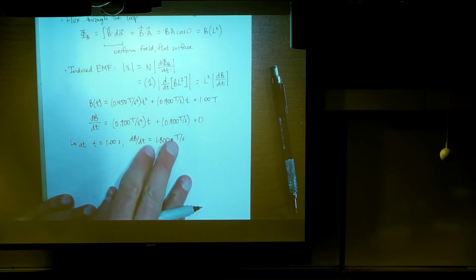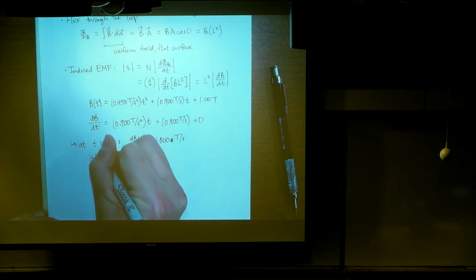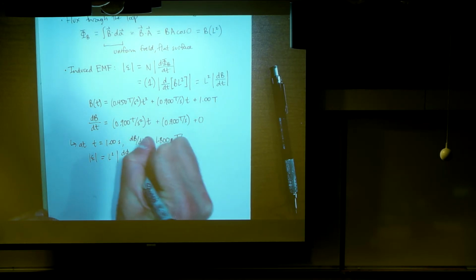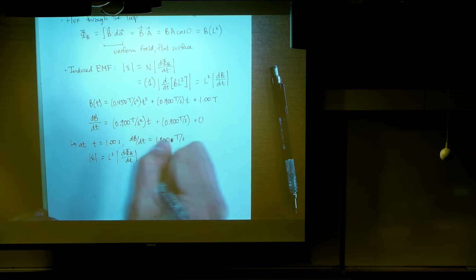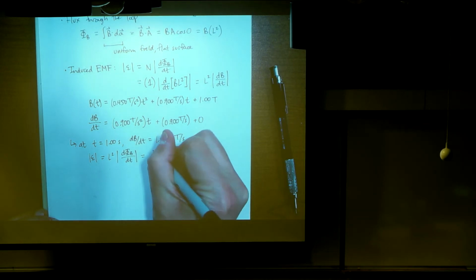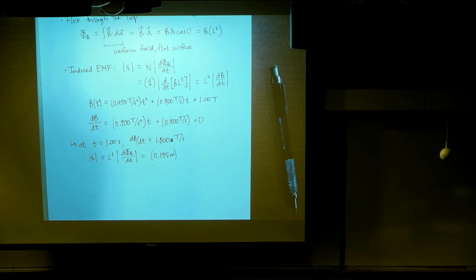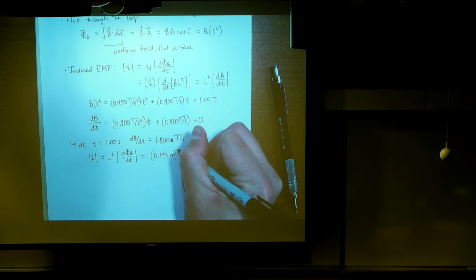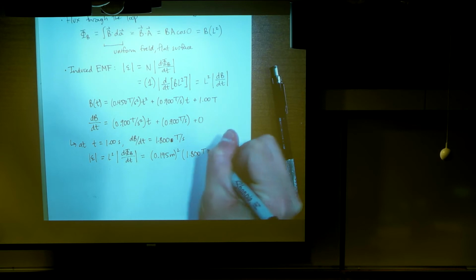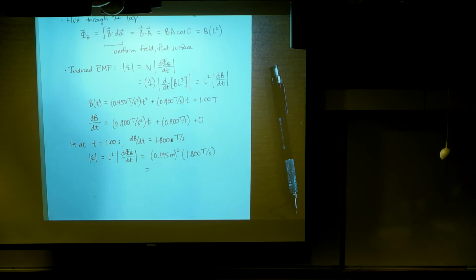Good up to this point? So then, what's the induced EMF in the coil at that time? That is, I'm going to take, again, L squared times the magnitude of dB dt. So now I have a number for that. I'm going to plug it in here. That's going to be 0.195 meters. That's the length converted to meters, 19.5 centimeters. Square that and then multiply by 1.800 Tesla per second. And this works out to something. What does it work out to?